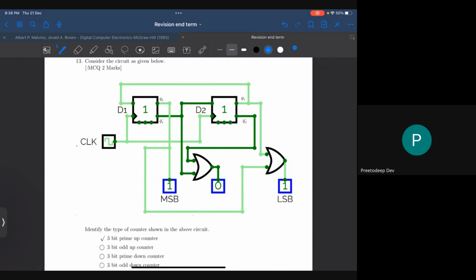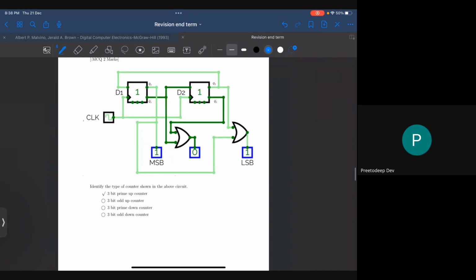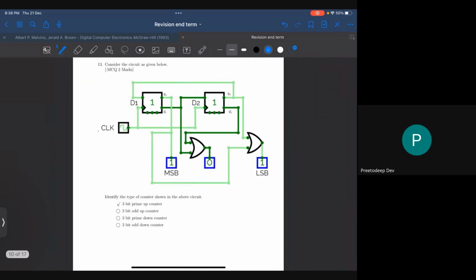Next question. Consider the circuit as given below. Identify the type of counter shown in the above circuit. So you have to find the type of counter shown in the above circuit. Let's suppose this is a present state. First you have to find the value of q1 and q2, because you can see that this is a function of q1 and q2, right? So first we'll find q1 and q2, then we'll find what is printing.